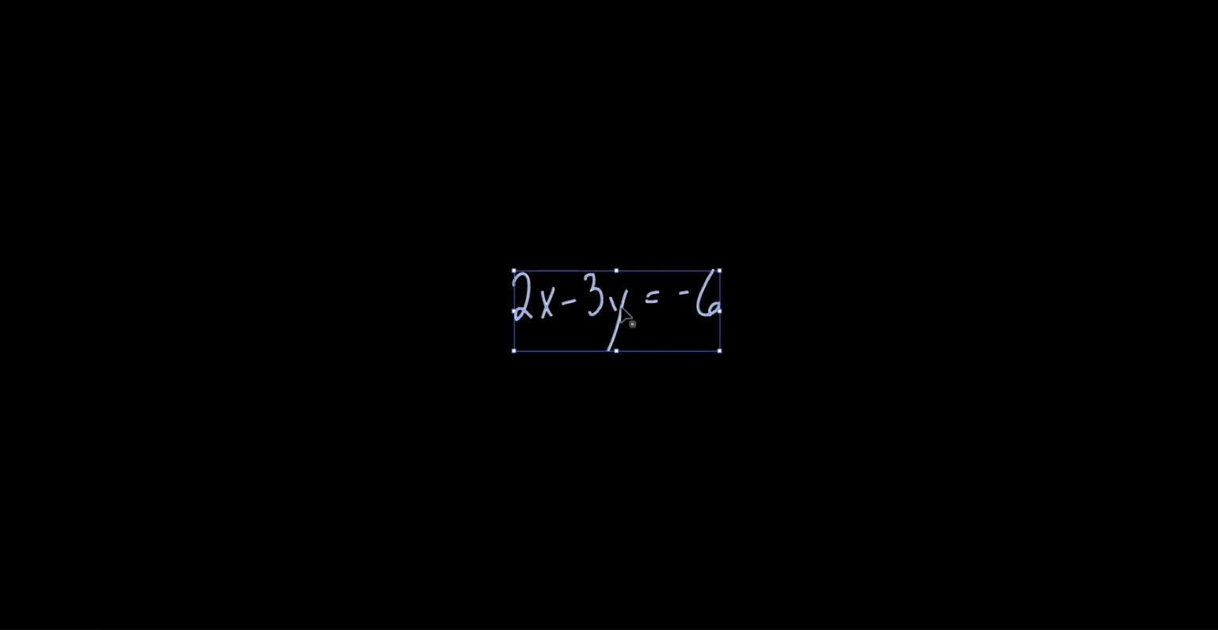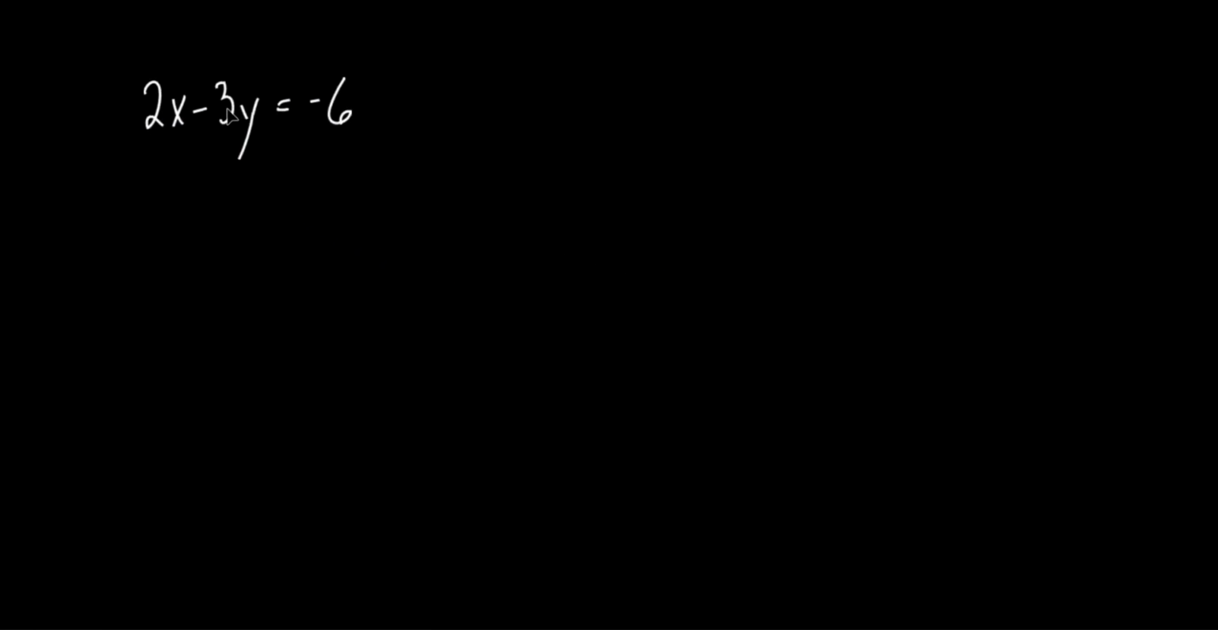All right, so we know how to graph that using x-intercepts and y-intercepts. But what if I asked you to graph this using slope-intercept form? You're like, well, wait a minute, Mr. Hamrick. It's not in slope-intercept form. All right? How in the world do I graph it using slope-intercept form if it's not in that form?